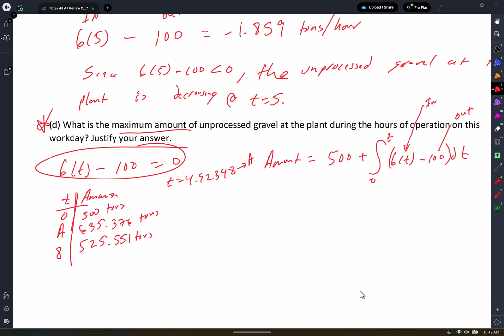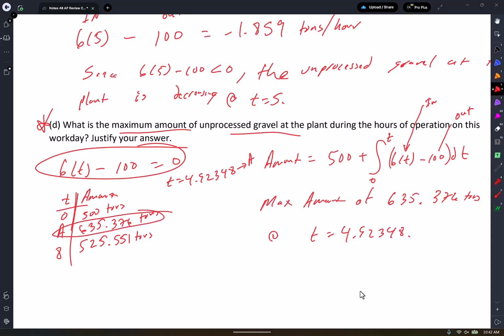All right. When do I have the maximum? Max amount of 635. What is the maximum amount of unprocessed gravel? 635.376 tons at T equals 4.92348. This is the justify your answer. This table is your justification. You're showing a global max.